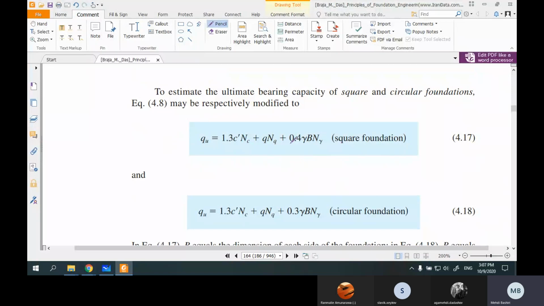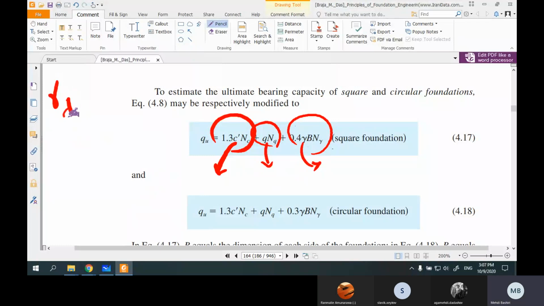Here you can see that generally we have three terms. This one, this one, and this one. Here we have C, we have Q, and we have gamma. If you want to consider the effect of the soil below the foundation, for example, the effect of the water, when you have water, or dry, we have different gamma. I think you know it from soil mechanics. Gamma D, gamma prime, gamma saturated. This is submerged. When we have a dry soil, no water, we use gamma D.